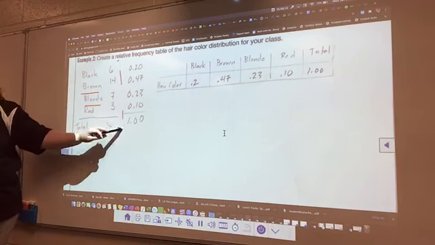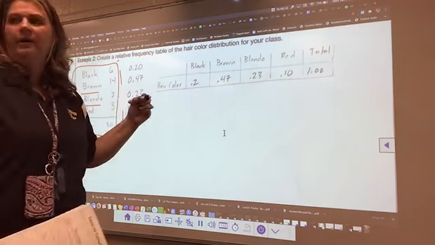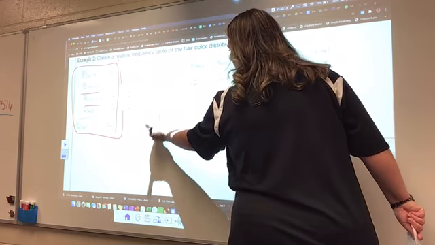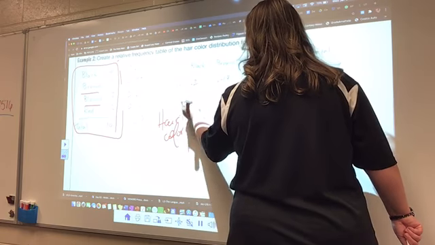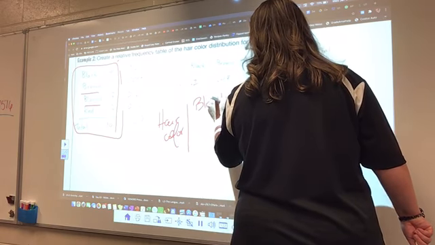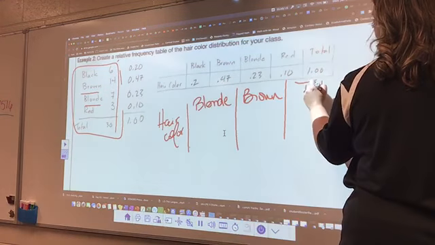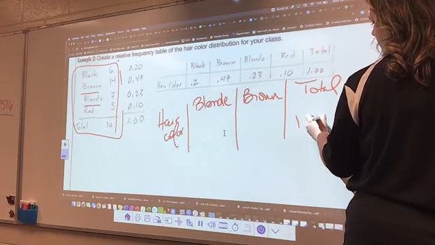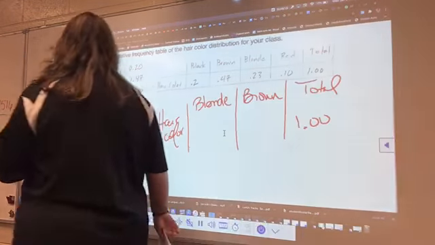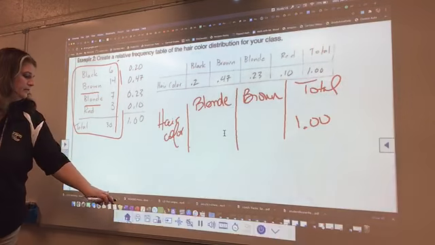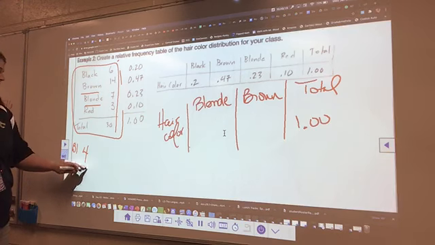So here's our frequency, right? So then we're taking that and we're just converting it. So what did we have? We had 4 blondes. Brown, and then we had our total. My total better be 1 because it's representing 100%, right? So we had 4, so I need to convert 4 to my blondes. This is my browns.